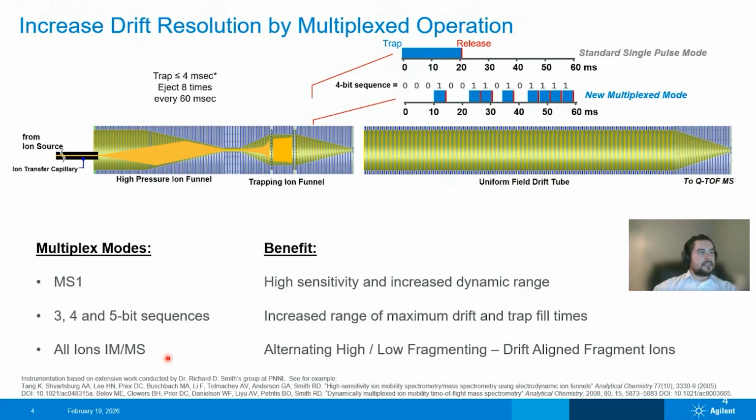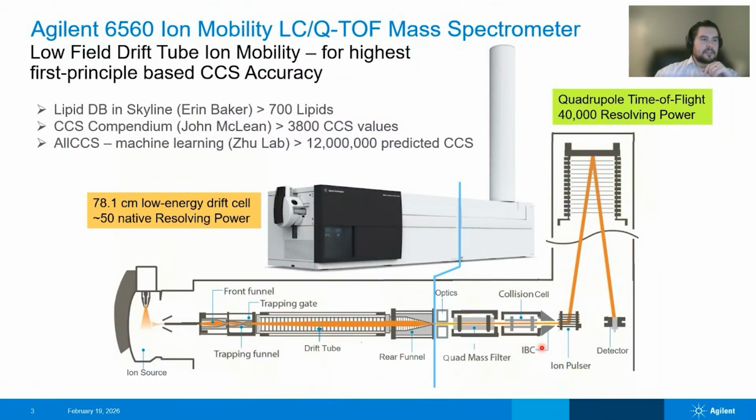I'll also mention the all ions ion mobility mode that will be coming a little later. Essentially, we can do alternating frames of low and high fragmentation energy, and then look at precursors and product ions. Looking back at the instrument, the collision cell is after the drift tube, so any ion mobility separation has already occurred. Any fragmentation in the collision cell does not affect the drift time, so we get fragments for that precursor aligned in the drift time dimension.